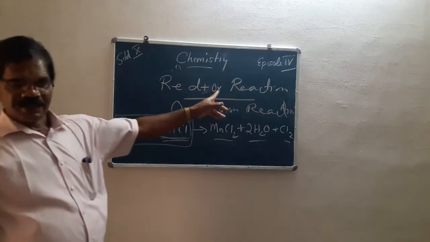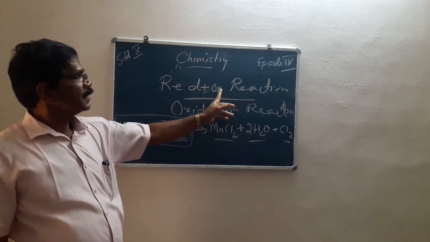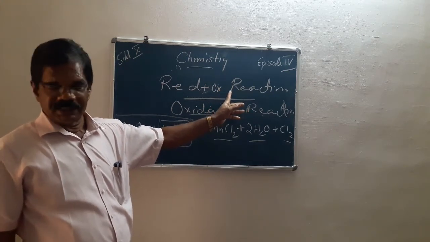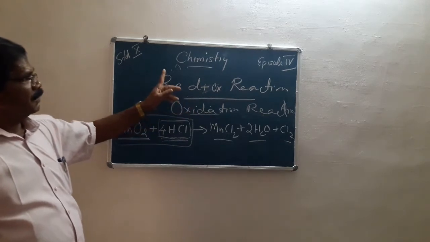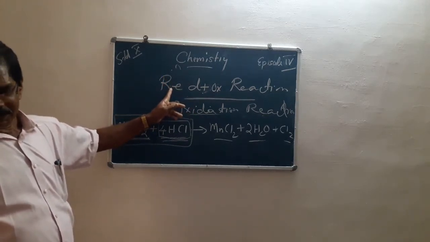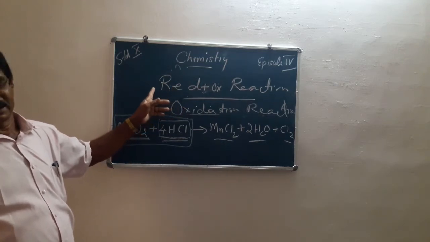Oxidation means addition of oxygen or removal of hydrogen. Reduction is the opposite. Reduction means removal of oxygen or addition of hydrogen. There are many classifications of reactions in our chapter.